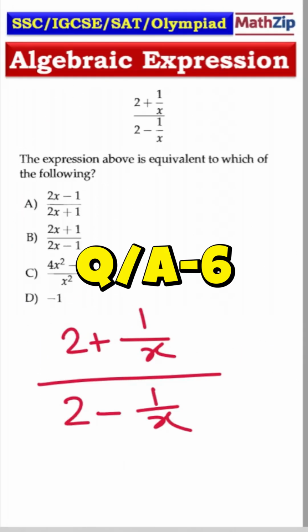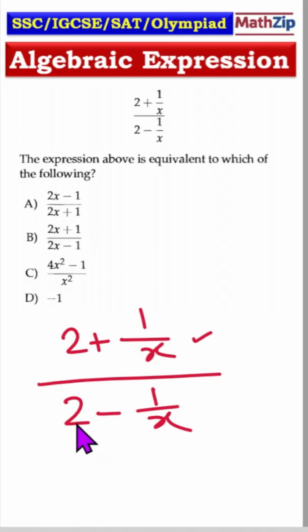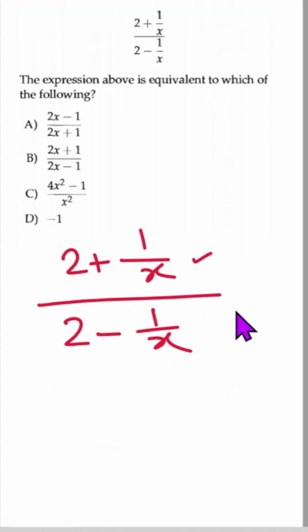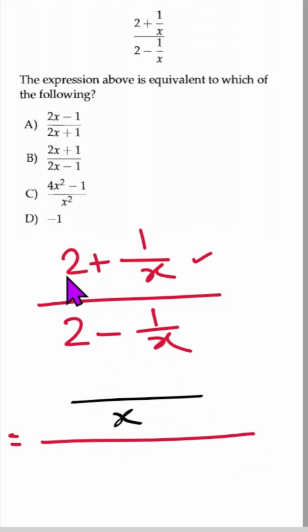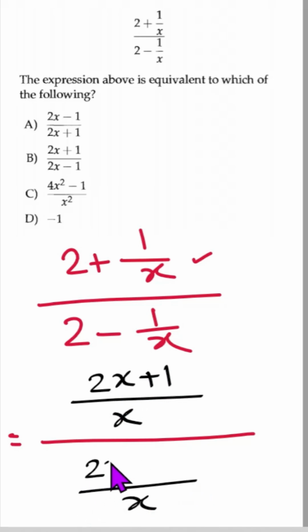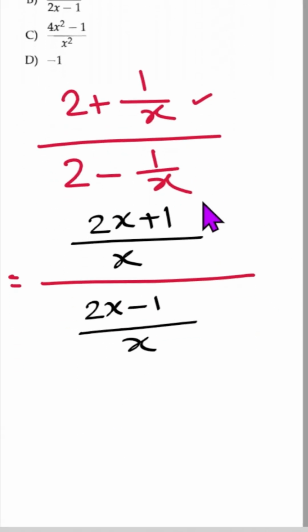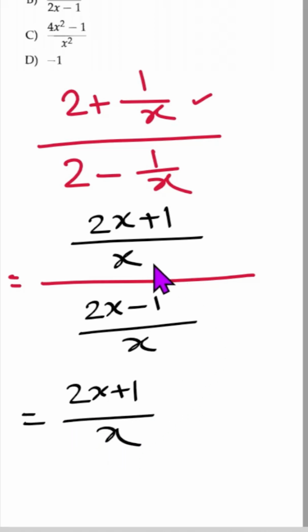Here is a fraction in the numerator: 2 plus 1 by x, divided by 2 minus 1 by x. So we have to make a solution. First we can make the LCM. Here is x, so 2 times x is 2x, then plus 1, then again LCM x, 2x minus 1, right? Now 2x plus 1 divided by x, and the denominator will be flipped. It means x by 2x minus 1.